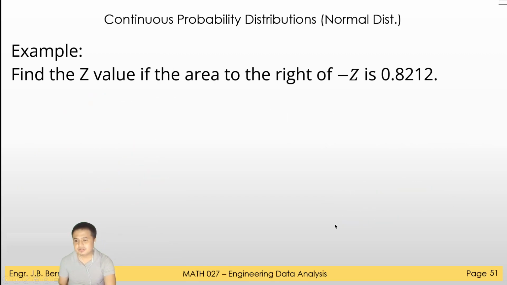So moving on, find the value of z if the area to the right of negative z is equal to 0.8212. So if the area to the right of negative z is equal to 0.8212, okay, so let's visualize this again.